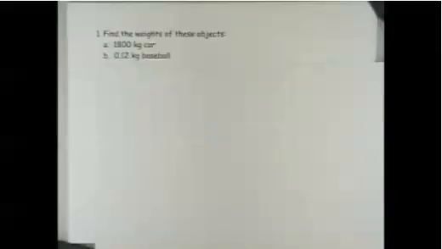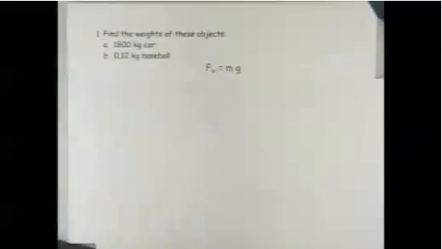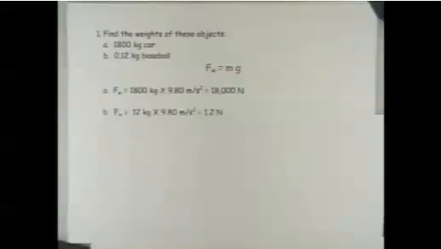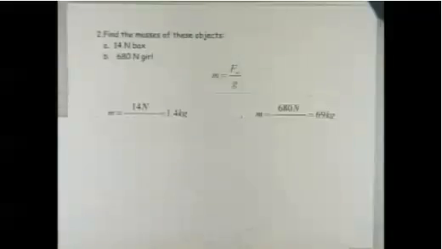Here are the answers to the problems you worked. For number 1, you simply multiply the mass times 9.8 meters per second squared, because weight equals mass times our special case of acceleration, which is g. That gives us weights of 18,000 newtons for A and 1.2 newtons for B. In number 2, we rearrange Newton's second law to solve for mass, and we get weight divided by g. So we will simply divide by 9.8 meters per second squared. That gives us 1.4 kilograms for A and 69 kilograms for B.